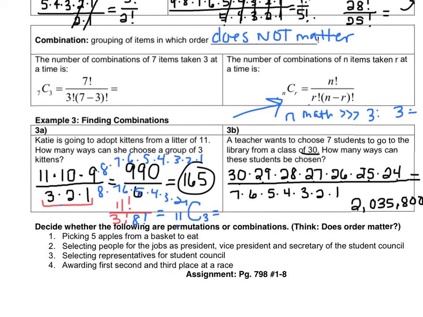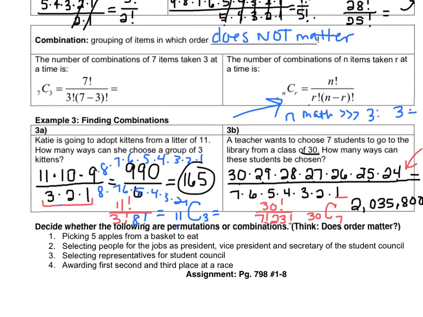On 3B, we would have had 30 factorial on top. On bottom, we had 7 factorial to account for the fact that it didn't matter the order we were choosing our 7 students, and then we'd have to get rid of the remaining numbers we didn't get to, which would be 23 factorial. Or we could write 30C7.